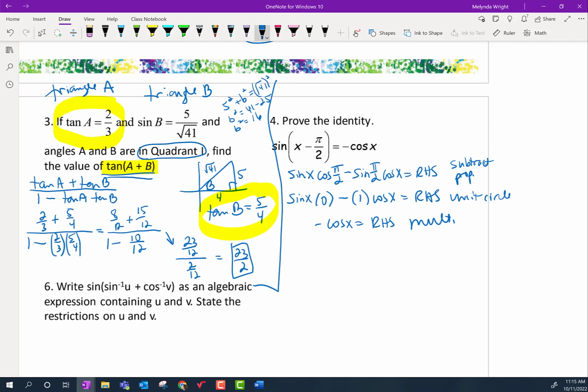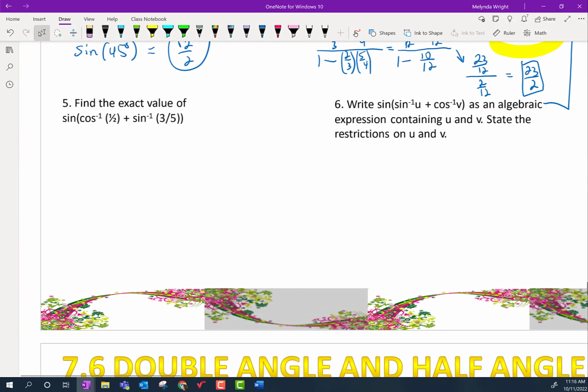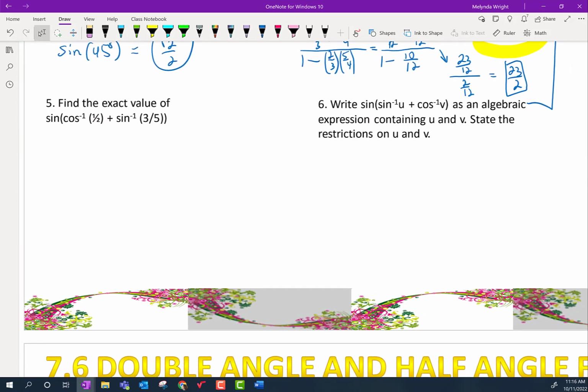We have two more to do, and I want to point out that these are very, very similar. So let's highlight these. This is very, very similar to this. They're almost identical. Number 5 is easier because it deals with specific values. Number 6 is more difficult because it wants us to write things containing u and v.